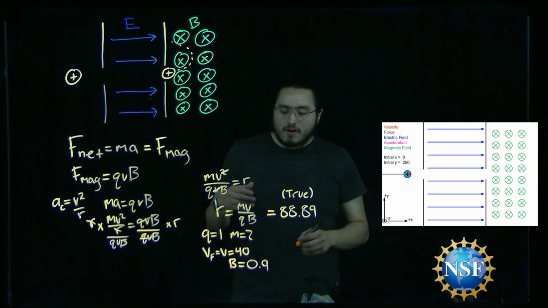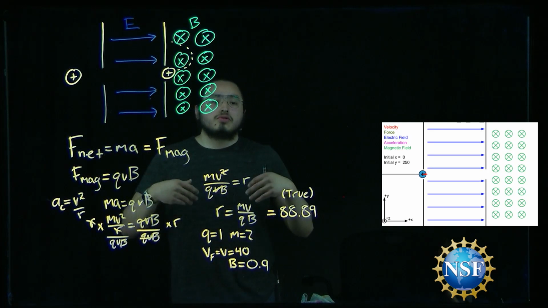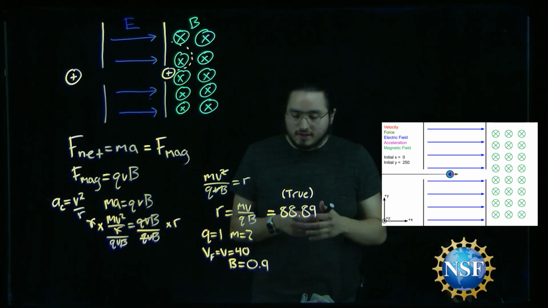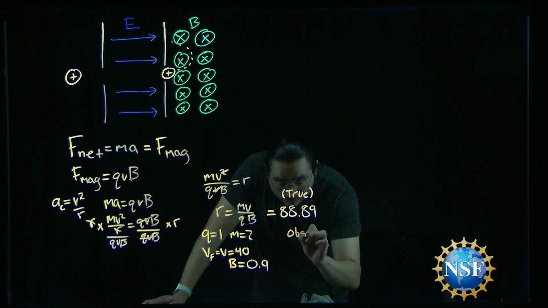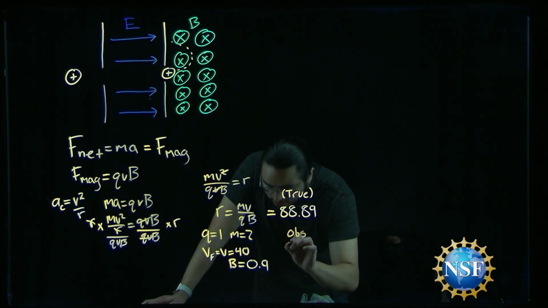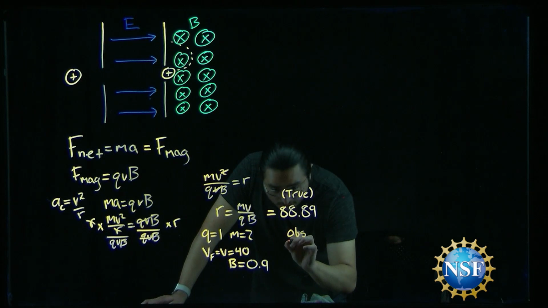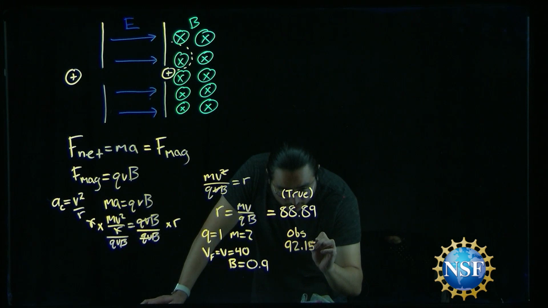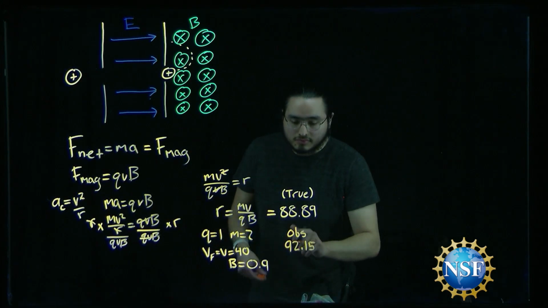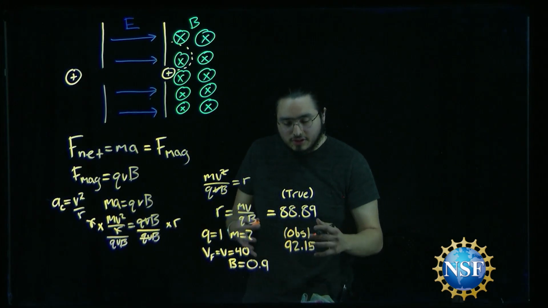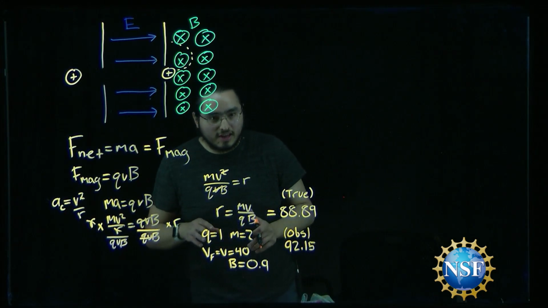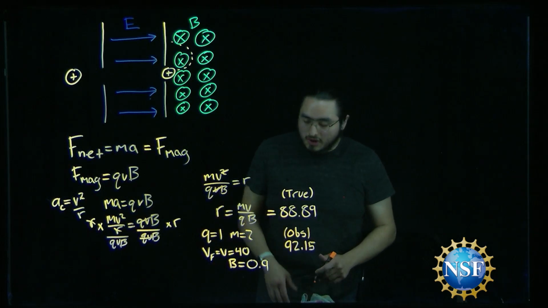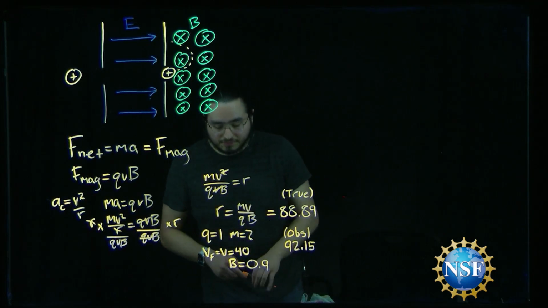And if you go back to the program and calculate what R is from the simulation that you did, you get an observed value of 92.15. It is possible you may have something a little different, but if you do have a different value, all these calculations will follow the same. But yeah, I saw 92.15.